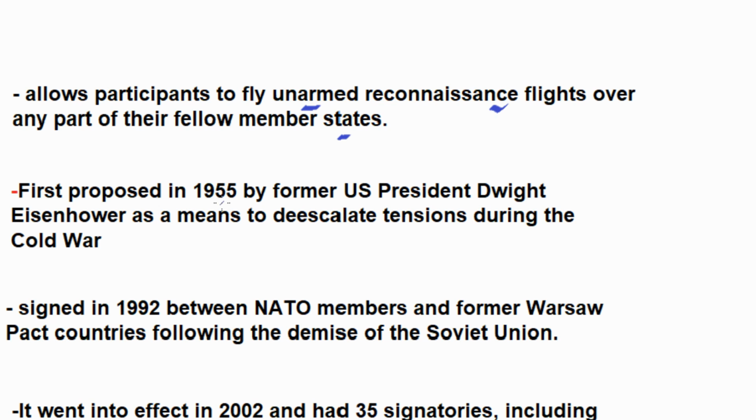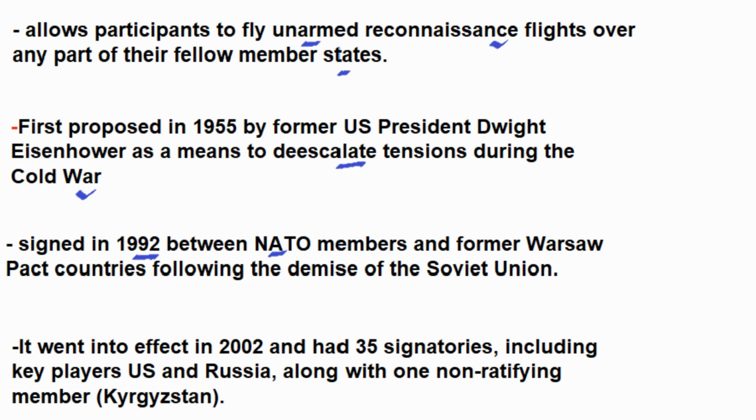It was first proposed in 1955 by former US President Dwight Eisenhower as a means to de-escalate tensions during the Cold War, so that mutual confidence can be built among the member countries and any accidental war can be avoided. It was signed in 1992 between NATO members and former Warsaw Pact countries following the demise of the Soviet Union.